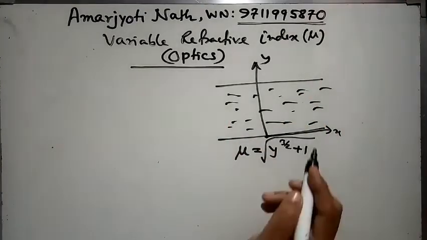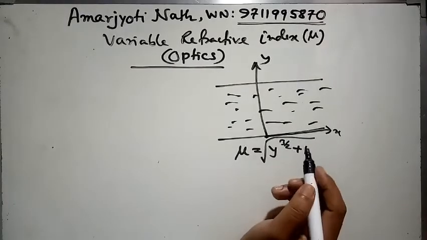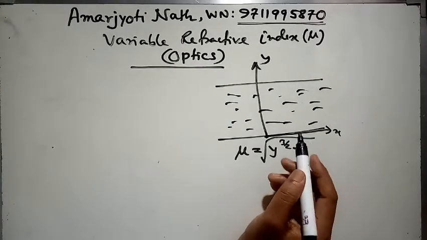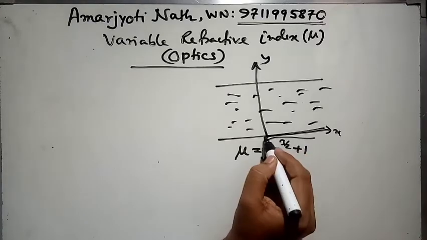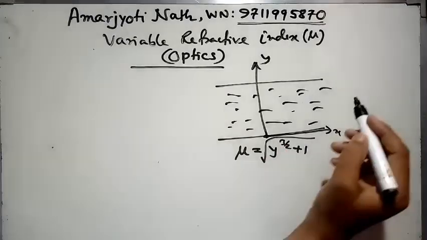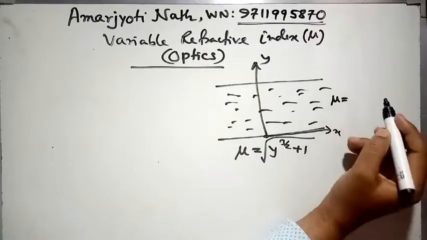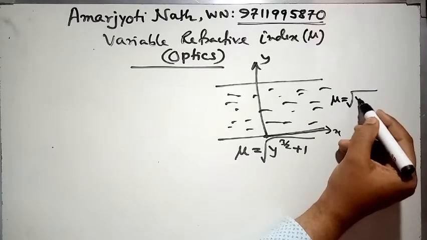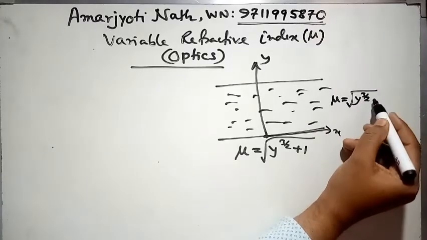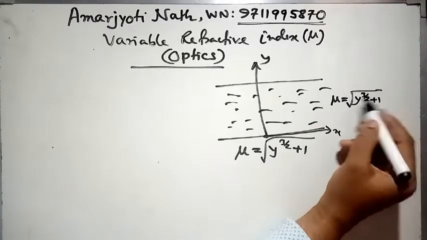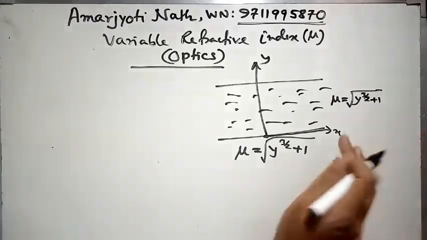Then one more data is given here. A ray is incident at this origin. Let us write mu here. Mu is equal to under root of y to the power 3 by 2 plus 1. You can take any expression, no problem.